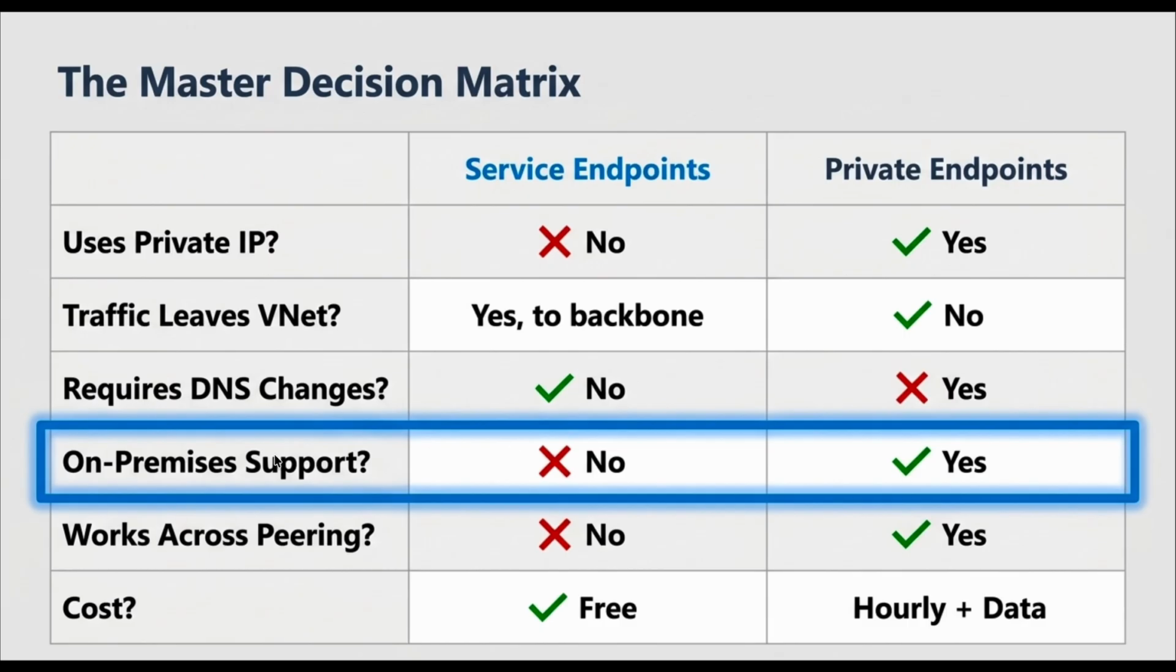So next we have the on-premises support. Service endpoint doesn't support on-premises traffic, but with private endpoint we can connect with on-premises resources. And a service endpoint doesn't work across peering, but private endpoints work across peering. And the service endpoint is free, but with private endpoint we have a cost associated with it, that includes the DNS zone, hourly cost for the private endpoint, and the inbound and outbound traffic going through the private endpoint. So this was the comparison between the private endpoint and the service endpoint.